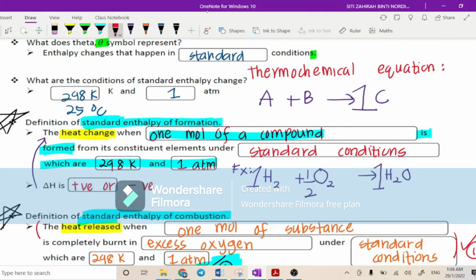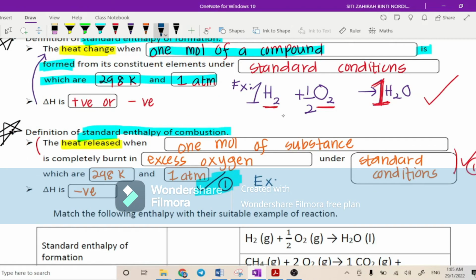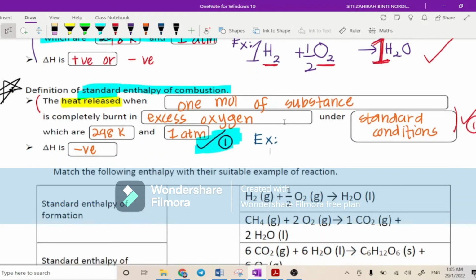So this is the standard enthalpy of formation of water. The product formed is 1 mole from its constituent elements, which are hydrogen, H2, and oxygen, O2. Next, take a look at the example for the combustion of CH4 plus oxygen. The combustion of a hydrocarbon would release carbon dioxide and water.